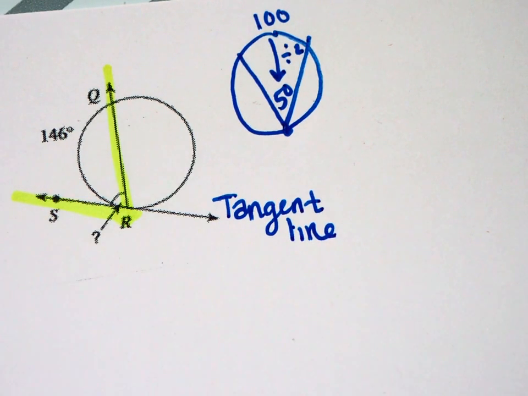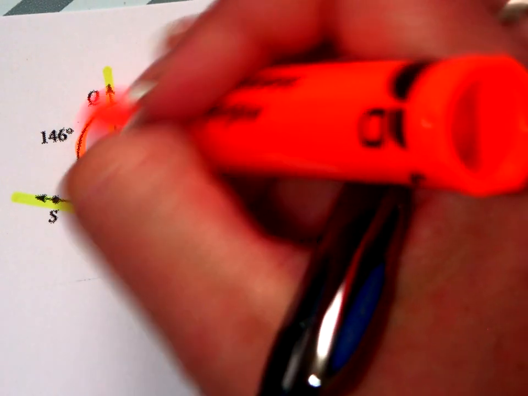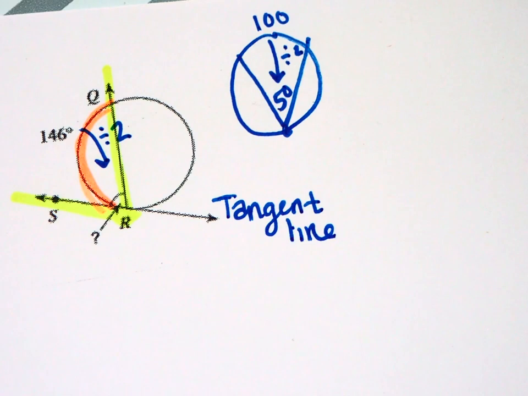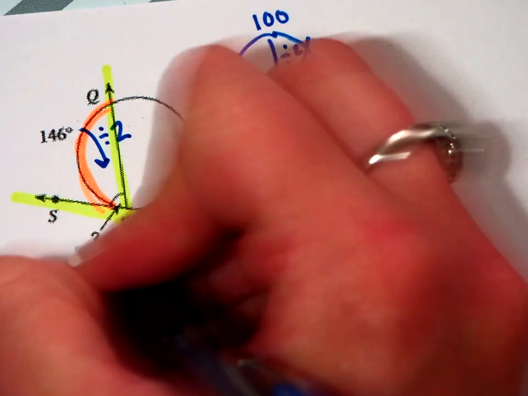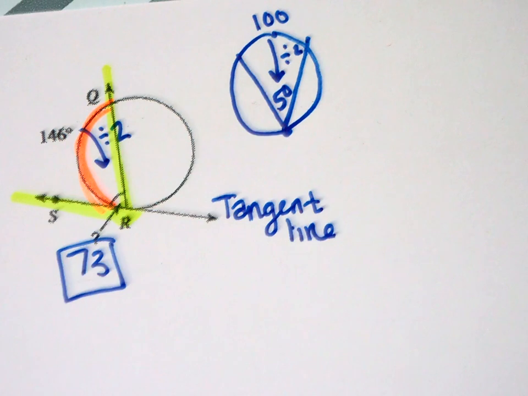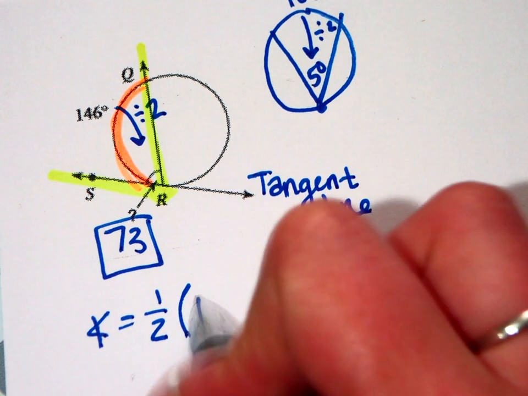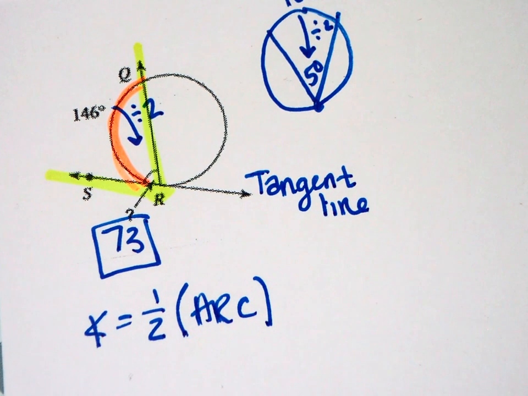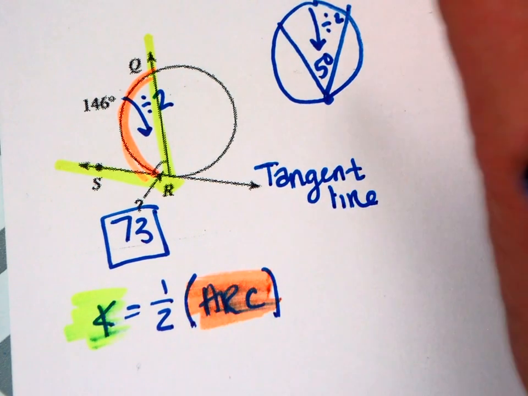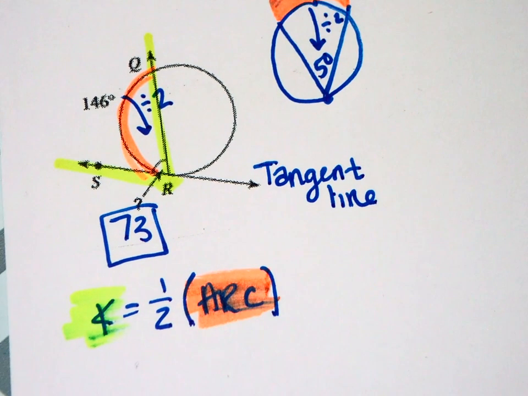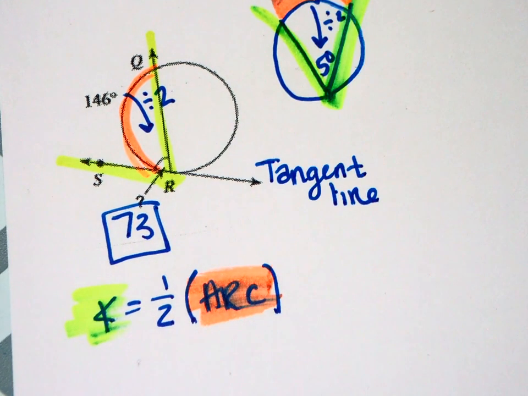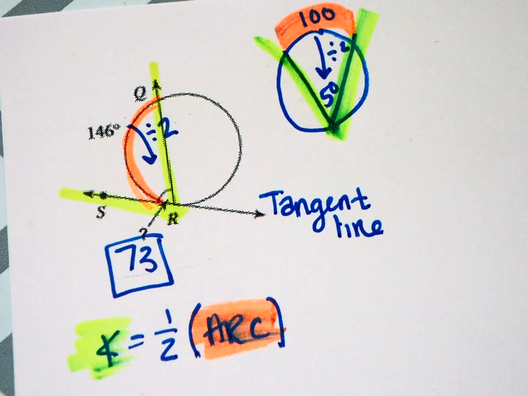So if the full arc that we're looking at is 146, in order to calculate the measure of the angle, you just divide by 2. So 146 divided by 2 is 73 degrees, which is the measure of the angle. The formula for this one is the angle equals half of the arc, just like the inscribed angle theorem. So the same mentality works in this kind of problem as well. If the angle is on the circle, it's half the arc.